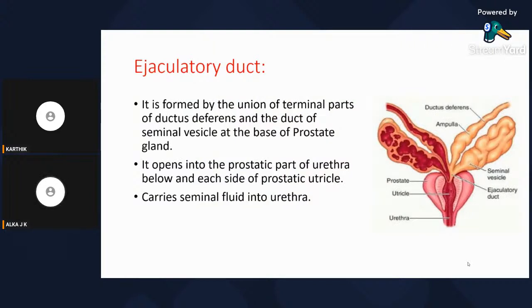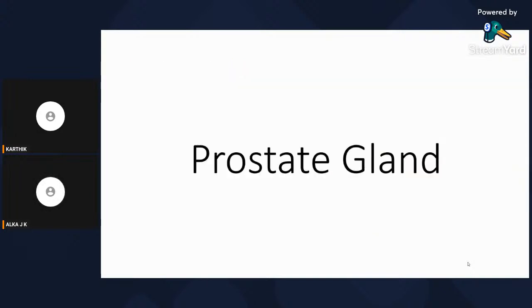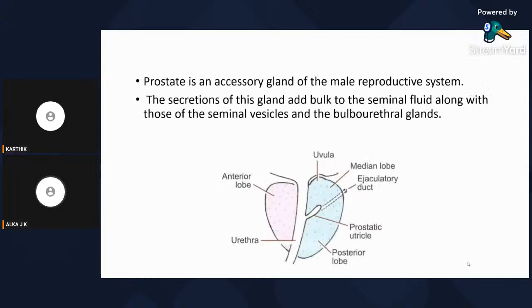Ejaculatory duct, see carefully, it is formed by the union of terminal parts of ductus deferens and the duct of seminal vesicles at the base of prostate gland. It opens into the prostatic part of urethra below, on each side of prostatic utricle, and carries seminal fluid into the urethra.